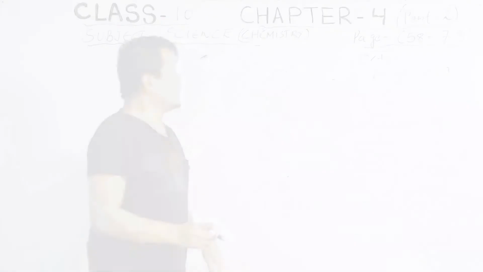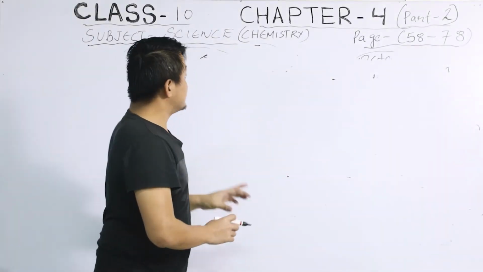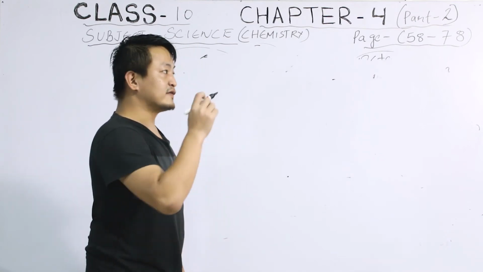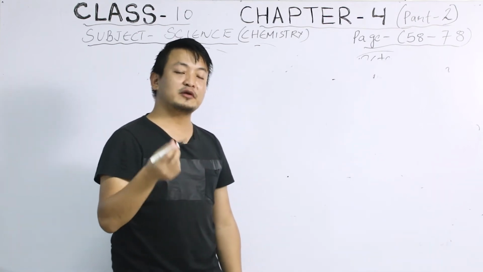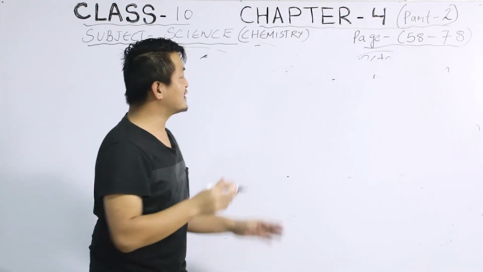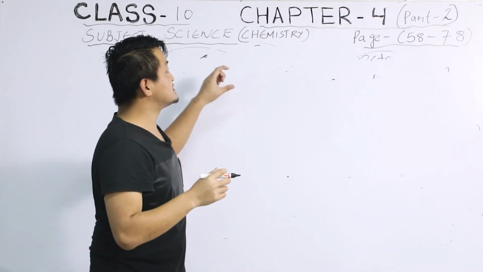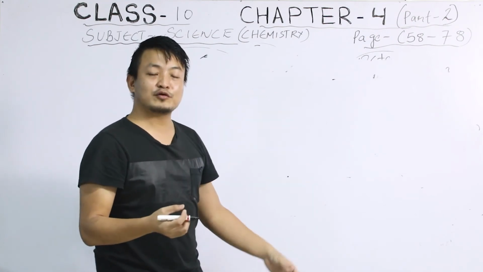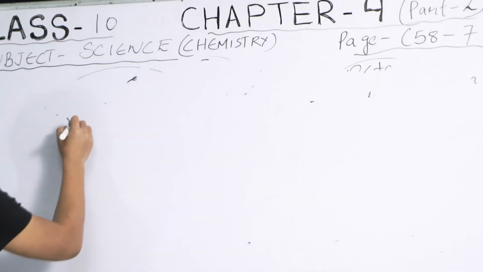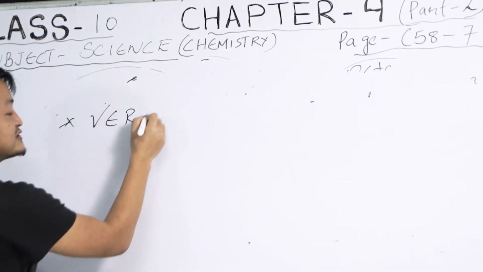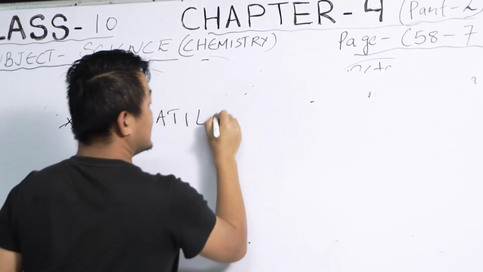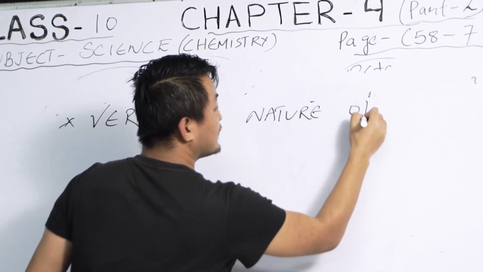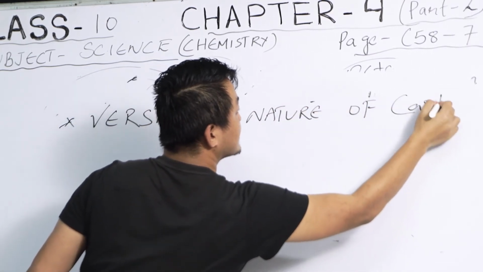Next topic. So my dear students, now let's discuss the versatile nature of carbon. See, in a periodic table, we have 118 elements, right? We have many elements, but this chapter is all about carbon. So why is carbon that important? Clear? So we will discuss the versatile nature of carbon.